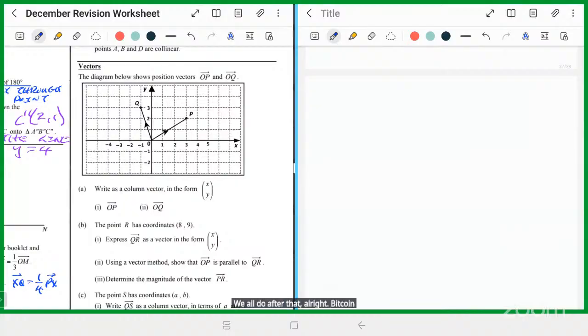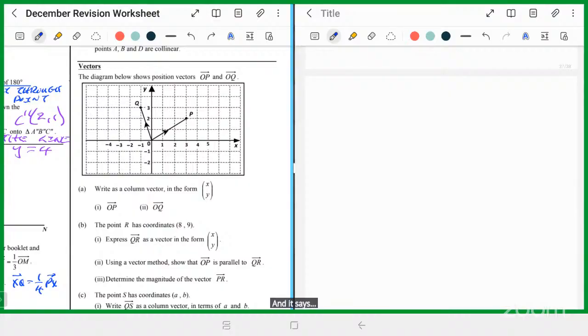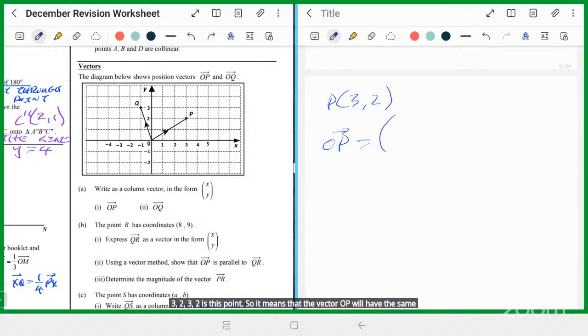All right, so this question gives us this diagram with two points P and Q, as you can see there, and it says write down the position vectors of P and Q. So in this question, P is a point, what is it? 3, 2. 3, 2 is this point. So it means that the vector OP will have the same values in a column vector format, 3, 2.